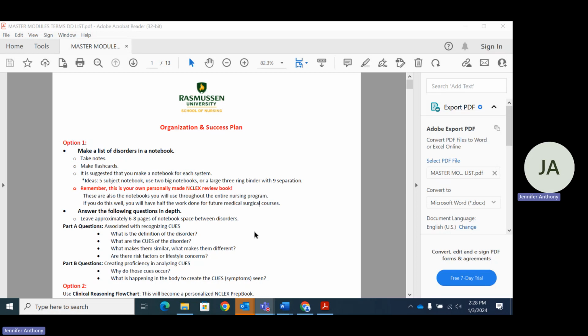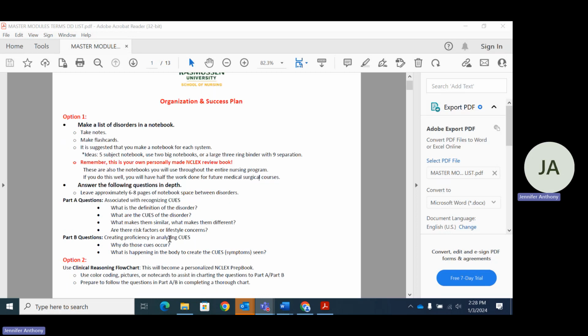So what they should do is they need to answer these questions if they're taking notes. If they choose not to use the form that has been created that they can fill out, when they're taking notes, they need to answer these 6 questions. So they would write asthma at the top of their notebook and say, okay, what is its definition? What are its cues? What makes them similar and different? And are there any risk factors or lifestyle concerns? And then they need to say, okay, I saw wheezing. Why would I hear wheezing? And what is happening in the body?